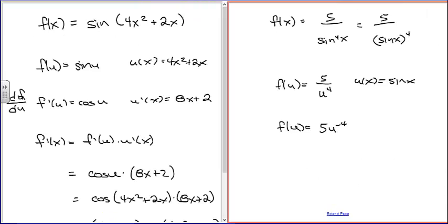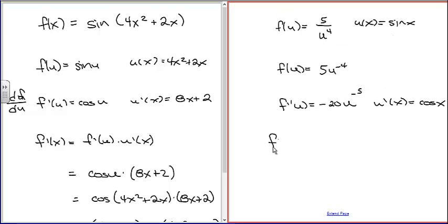Okay. F prime of u is going to be 5 times negative 4, which is negative 20. Decrease the exponent by 1. U prime of x equals the cosine of x. Chain rule, f prime of x equals f prime of u times u prime of x. What goes in?